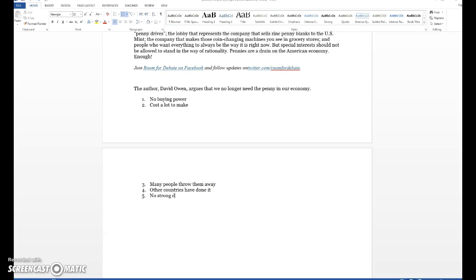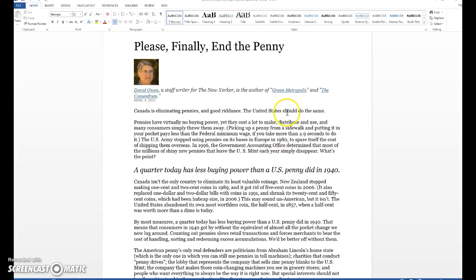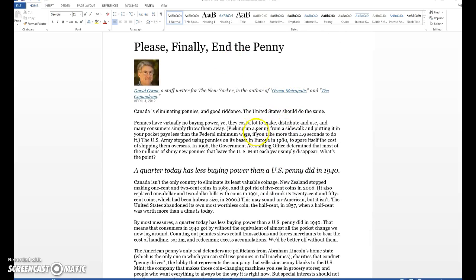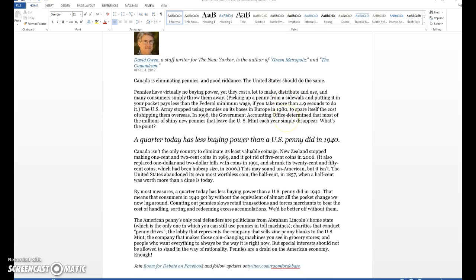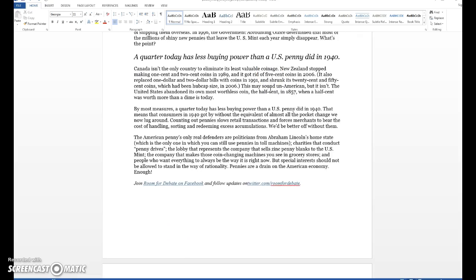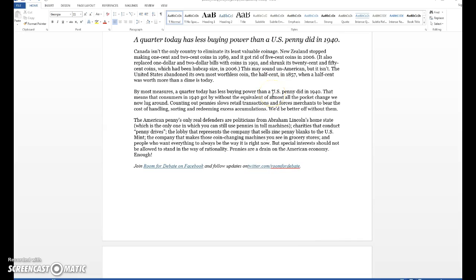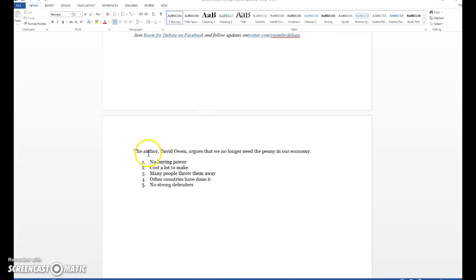No strong defenders. Okay, so after reading that article, it's a good idea to preview it first. Look at the title and the subtitles, things like that, captions and photos, to get an idea of what you're going to be reading. Read it through one time, keeping in mind as you read, what is this author arguing and how. Then skim back through and identify the author's main argument here and the claims or the reasons here.